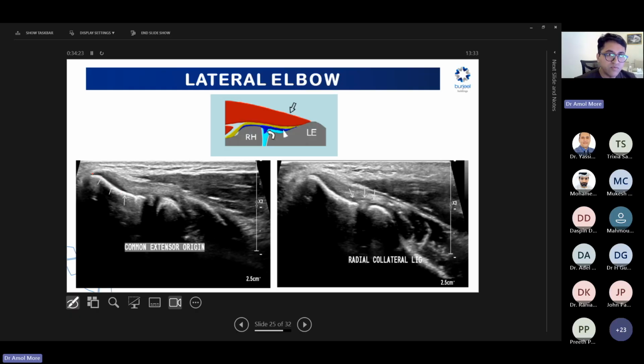Here we can see wide origin of the common extensor tendon from the lateral epicondyle, and just down below is your radial collateral ligament. Just adjacent to it is your synovial outline, and there is a synovial fringe extending into the radiocapitellar joint.